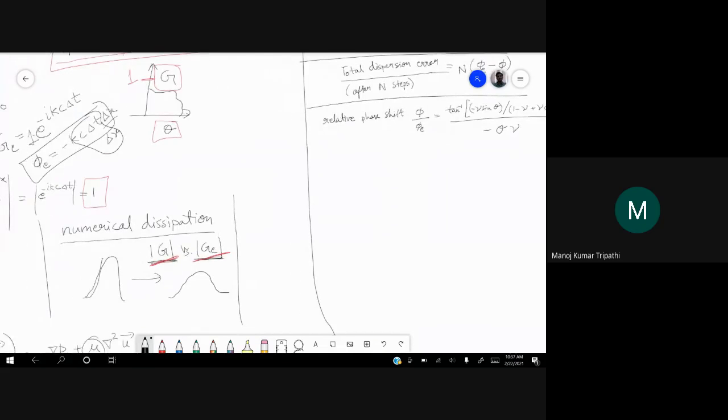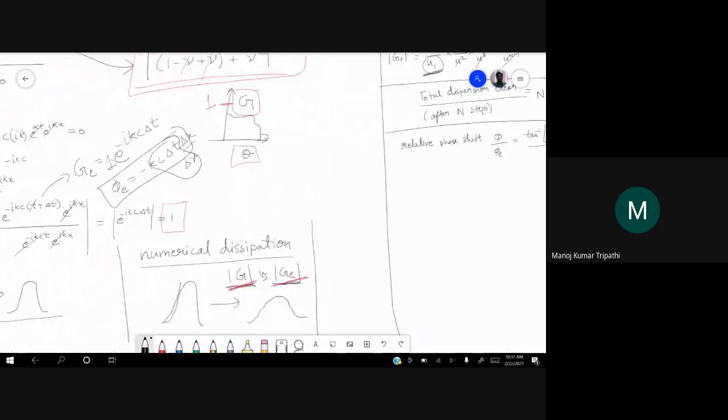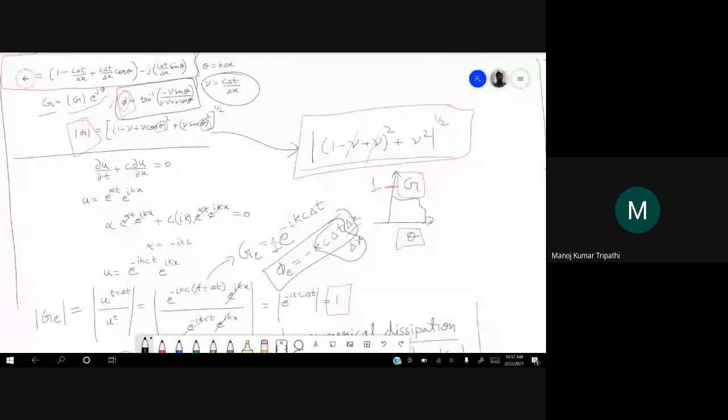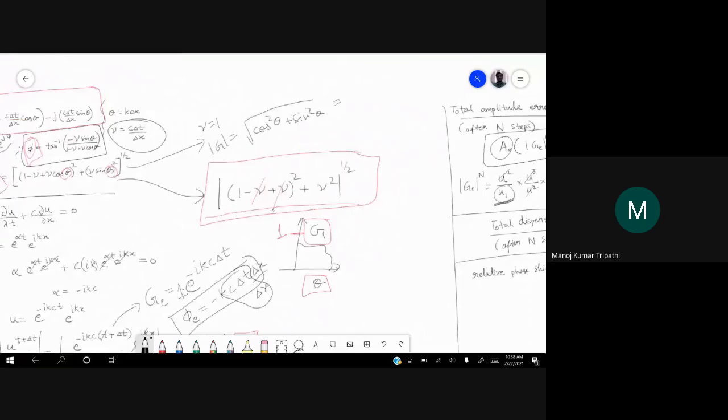Okay, let me write this mod GE. Mod GE we have already written actually. That is one, and mod G we have written here: square root of 1 minus nu plus nu cos theta whole square plus nu sine theta whole square. In this case, if nu is exactly equal to 1, then what do you get as mod g? From here you can see that for nu equal to 1, 1 minus 1 will go away. You will get nu, that is 1, so square root of cos square theta plus sine square theta. That is your mod g, the numerical amplification factor, which is equal to 1 for all theta values.